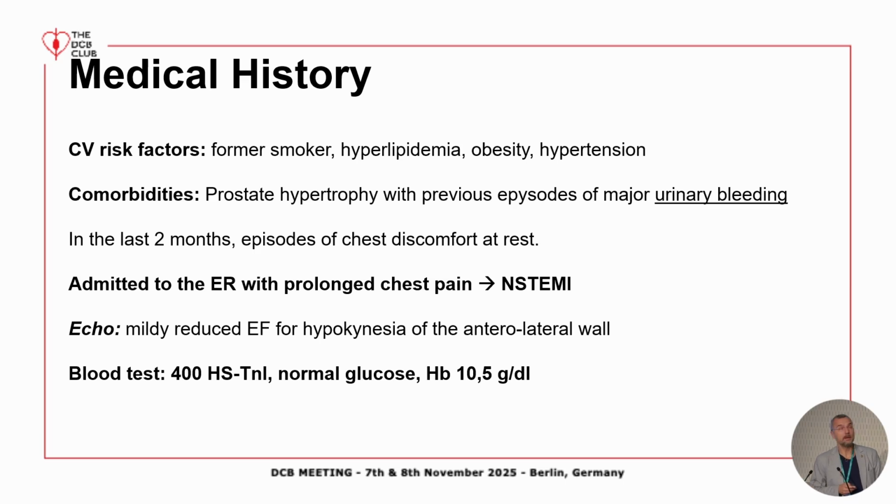So, medical history, hopefully you can see it. Nothing special, I would say. A male in his 60s, former smoker, with hyperlipidemia, obesity, hypertension, and some prostate hypertrophy with previous episodes of major urinary bleeding. In the last 2 months, chest discomfort at rest. He was admitted to the emergency room with prolonged chest pain, and the label was non-STEMI because of some rise in the troponin. The echo showed mildly reduced ejection fraction with hypokinesia of the anterolateral wall.